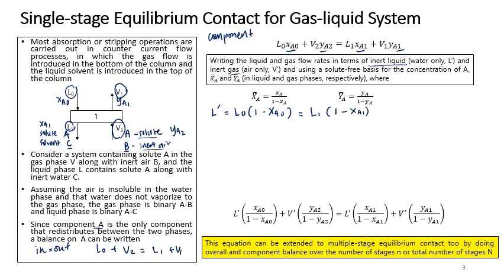Then you will get the flow rate of the liquid that is free of any solute. Similarly, you can do the same thing for the inert gas flow rate. So V prime equals V1 times (1 minus YA1) and also equals V2 times (1 minus YA2). So this is only the flow rate of air that does not distribute into the liquid phase. So we can write the component balance equation in terms of solute-free basis to replace that.